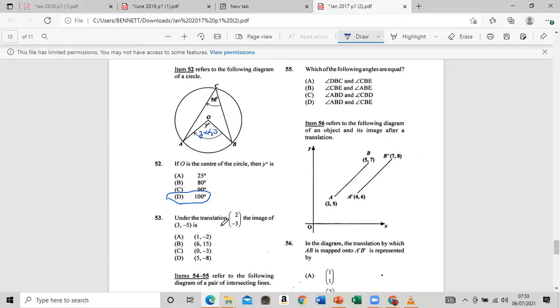Alright. 53 now. When a translation 2, -3 is applied, the image of 3, 5. Just add them, guys. It's not hard. Turn both of them into a column and just add them. You can't be tricked with that here, you know. So 2 plus 3 is 5, and that gives -3. And we're done. That would be D.